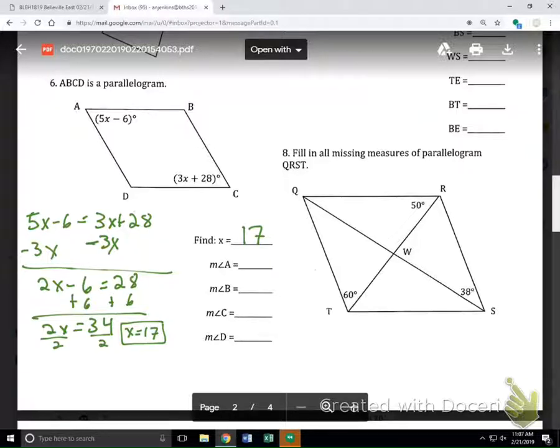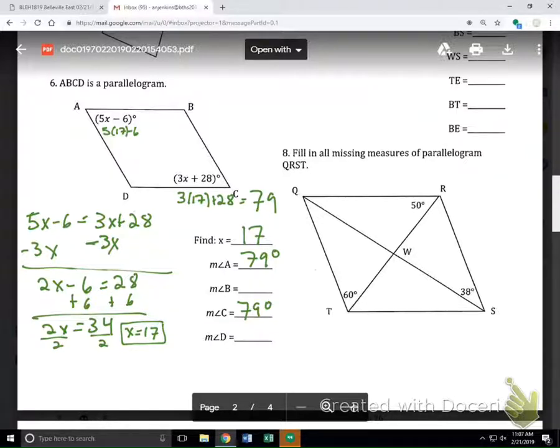Now we want to find the measure of angle A. So up here in angle A, I know that's going to be 5 times 17 minus 6. What is 5 times 17 minus 6? 79. So the measure of angle A is 79, which means the measure of angle C should also be 79. We can verify this. We can substitute it in. You have 3 times 17 plus 28. When you did that, did you end up with the same thing? Yes, we do. Thank you.